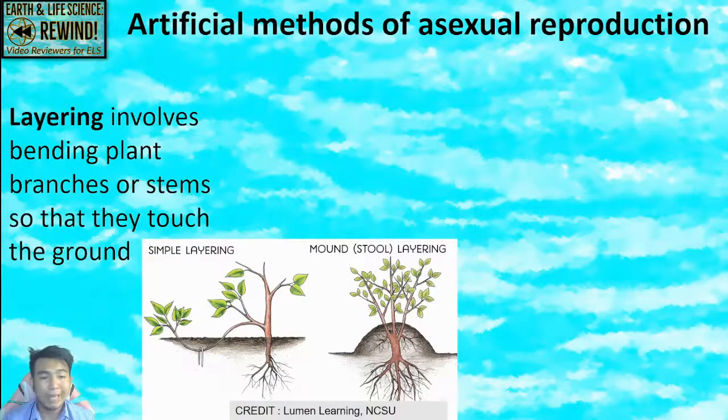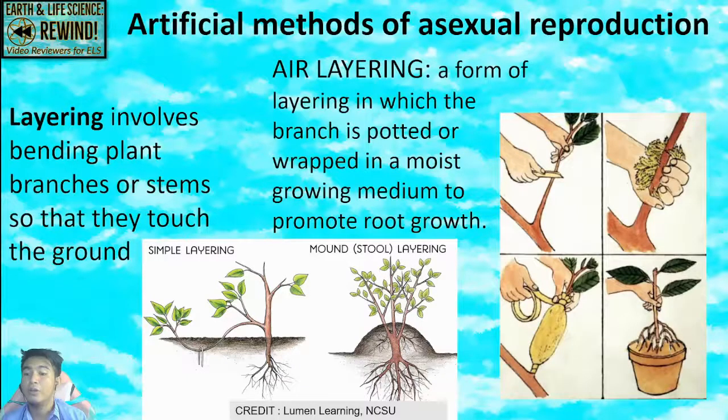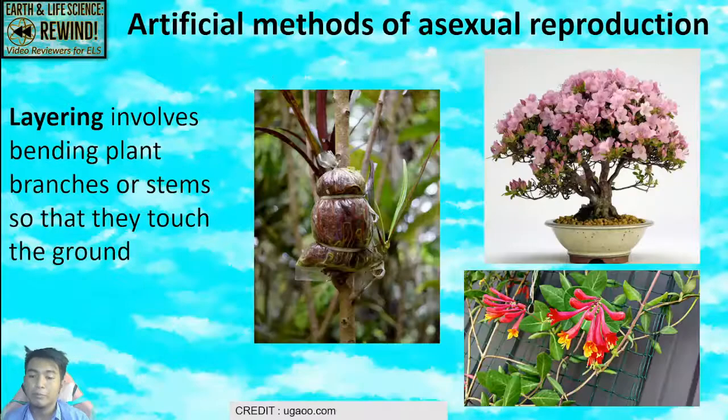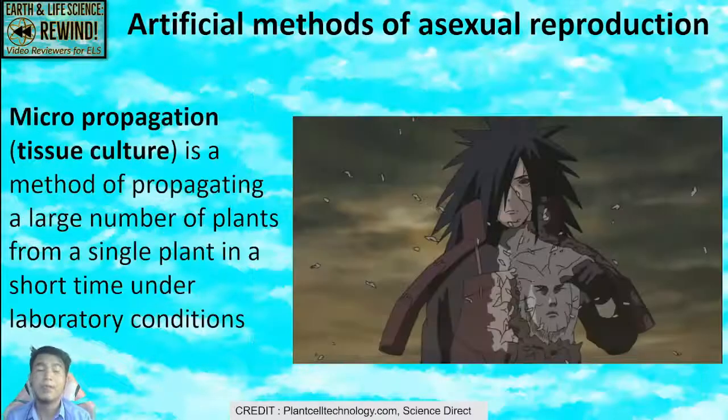Layering involves bending the plant branches or stems so that they can touch the ground and force them to asexually reproduce once the roots or the stems touch the ground. You can also air layer as well. You can put soft tissues around a stem and cut it. It can be forced to reproduce as well, just like the ground layer. Beautiful orchids and bonsai plants are products of layering.